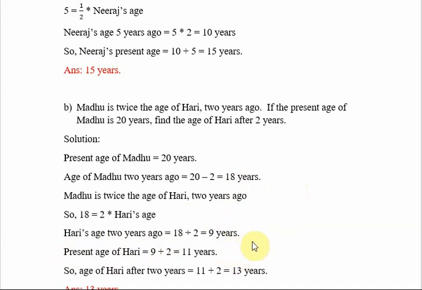So 2 years ago, what was the age of Hari? He was 9 years old. So what will be the age of Hari now, the present age? It will be 9 plus 2, because it is 2 years later now. This is the age before 2 years, so the present age will be 9 plus 2, that is equal to 11 years.